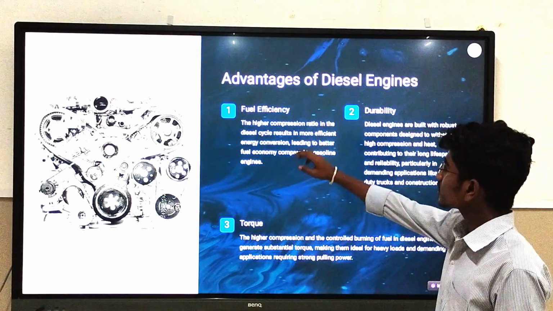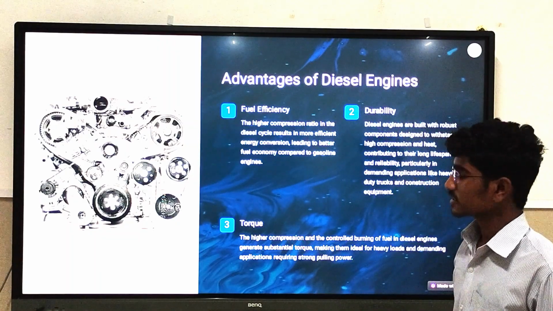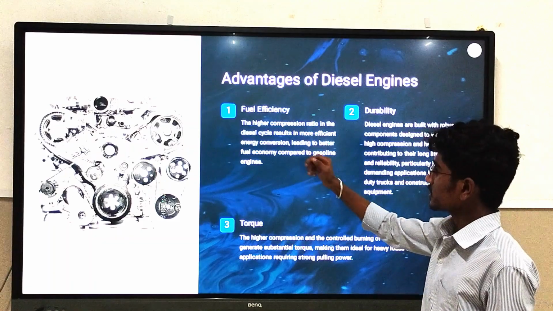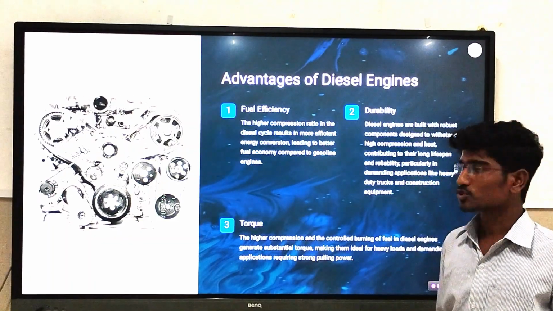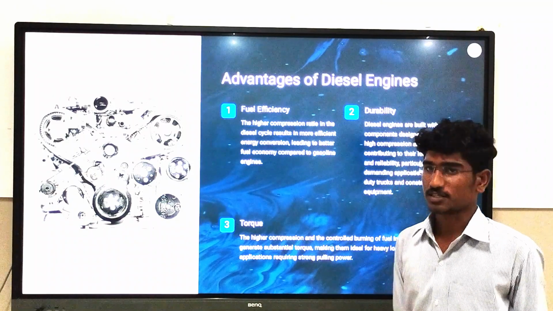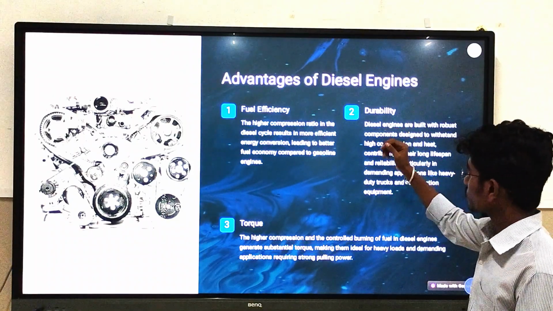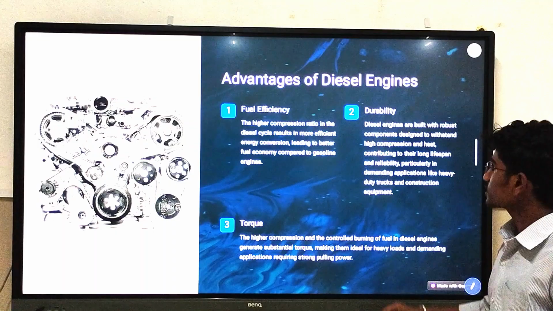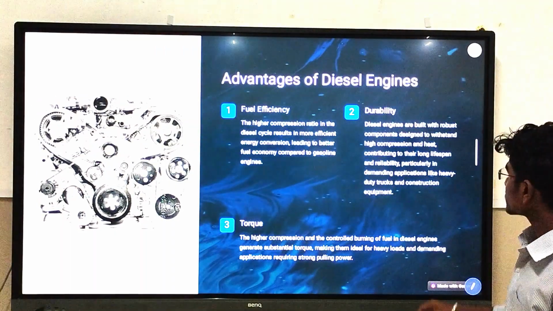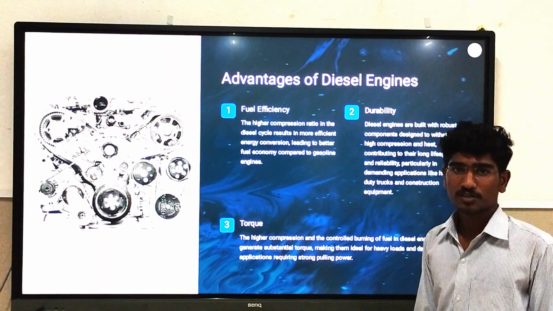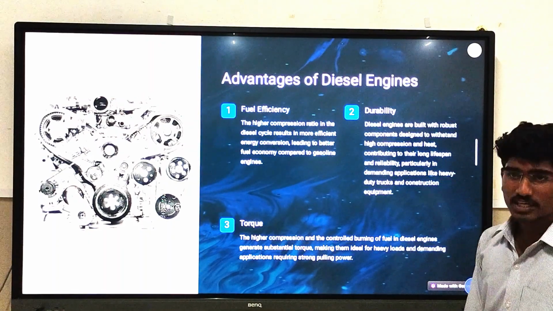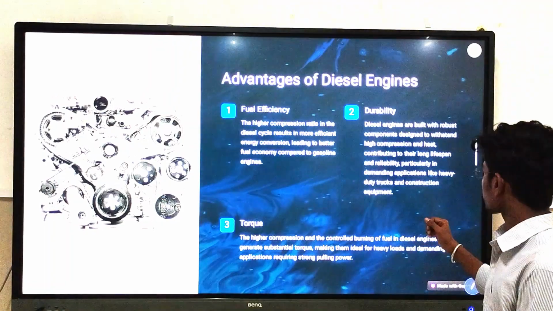So we are talking about the advantages of the diesel engine. There are three advantages. The first one is fuel efficiency. The higher the compression ratio in the diesel cycle, the more efficient the result. And the second point is durability. Diesel engines are built with reinforced combustion components designed to withstand the high compression ratio.